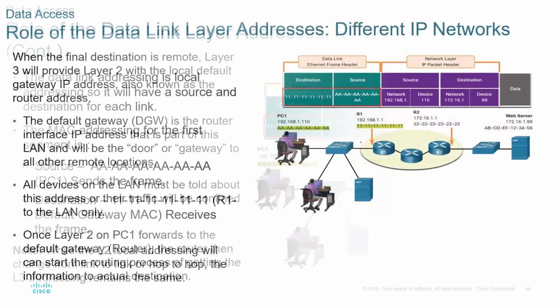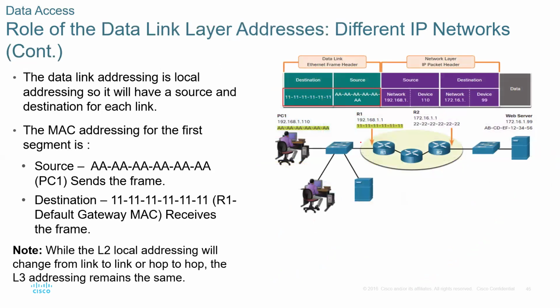Right. Role of the data link layer addresses, continued. The data link addressing is local addressing, so it will have a source and destination for each link. The MAC addressing for the first segment: source A, destination 1.